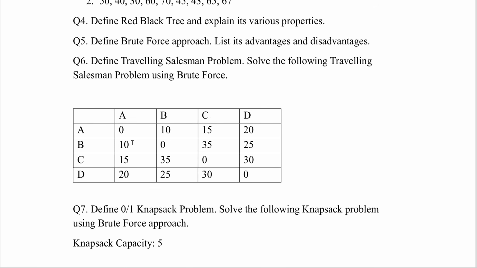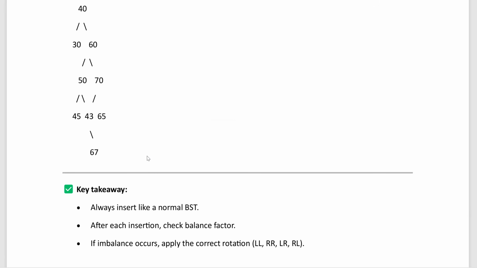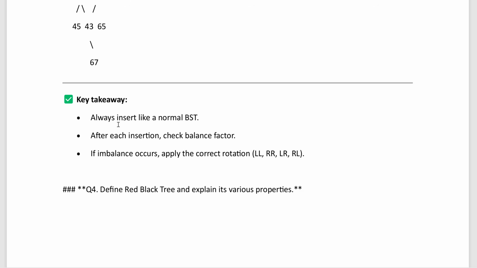Now we are going to question number 4, that says: define red black tree and explain its various properties. So these are some key takeaways for AVL tree. That is, always insert like a normal binary search tree. You already know that in a binary search tree, whenever you are adding a new node, if it is less than the root node, it will be added to the left part. If it is greater than the root node, it will be added to the right child.